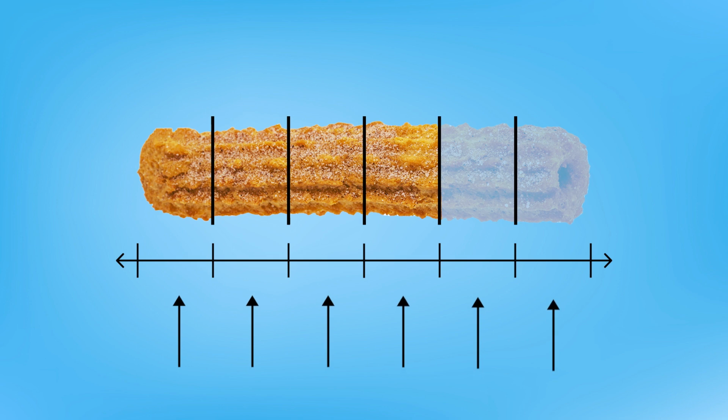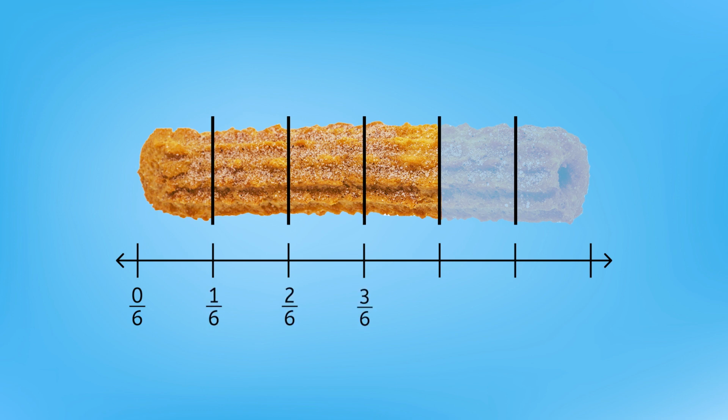The number of spaces in the number line tells us this churro was cut into 6 equal pieces. So what's our denominator for these fractions? 6, right. We could start at 0 and count on to find out how much of the churro is left. 1/6, 2/6, 3/6, 4/6. Looks like 4/6 of the churro is left. We did it!